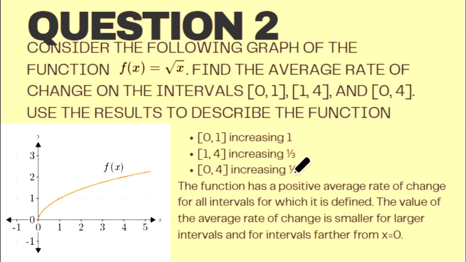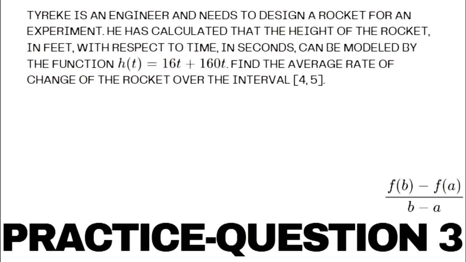So 1, 1/3, 1/2, all increasing. This function has a positive average rate of change for all intervals for which it is defined, and that's easy to see because you can see that it's increasing the whole time. The value of the average rate of change is smaller for larger intervals and for intervals farther from x. So the rate of change decreases the further away you get from x. Okay, you can see that on the graph. This is at the end of the lesson.